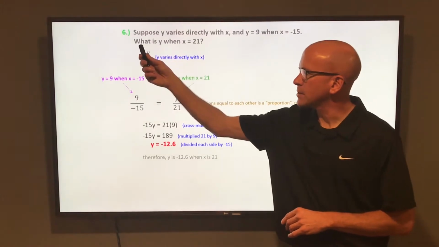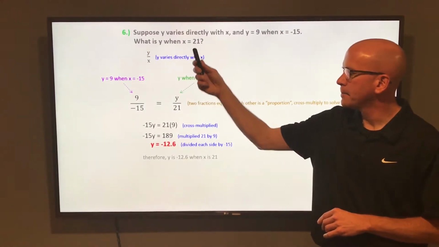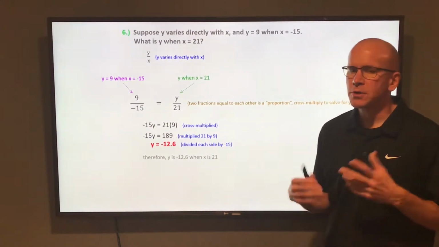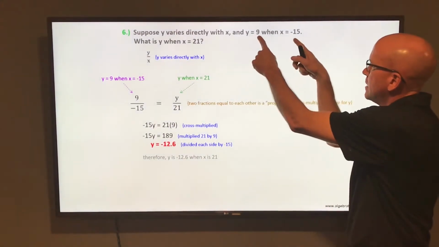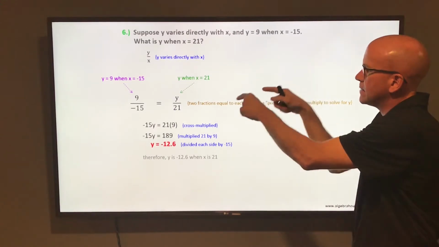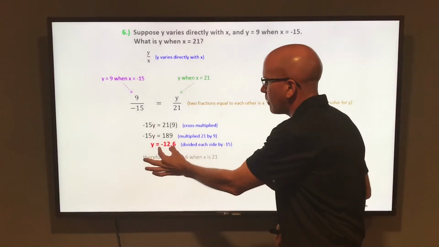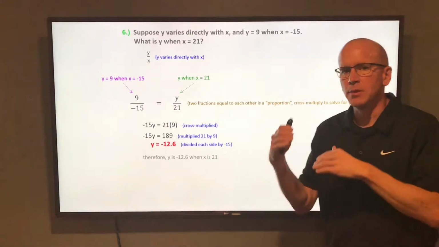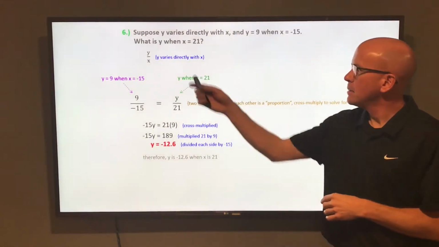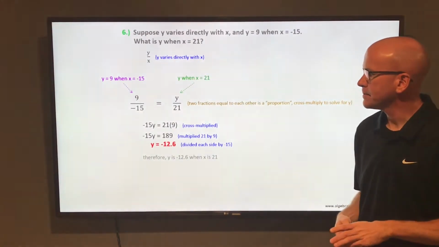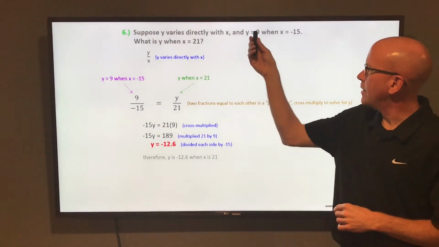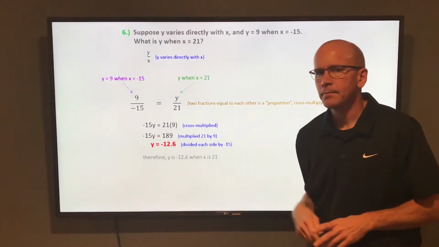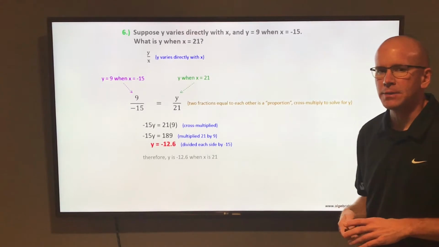That answers this question. What is y when x is 21? y is negative 12.6 when x is 21. So to check that, just divide y by x. If you divide 9 by negative 15, that's the same as dividing negative 12.6 by this x, which is 21. Each time you divide y by x, it's the same, because y varies directly with x. It's going to be equal to the same thing. It's the constant of variation.